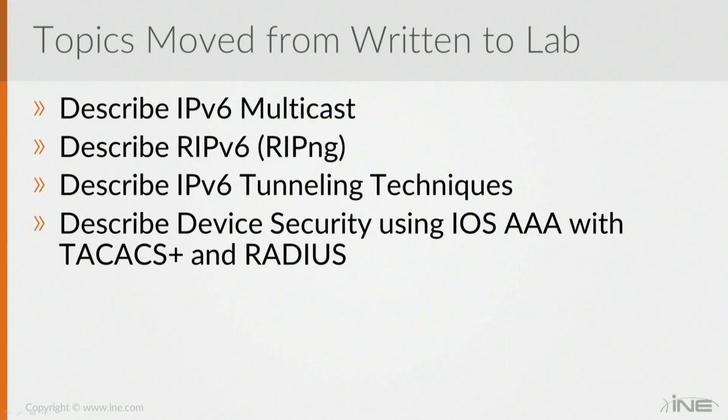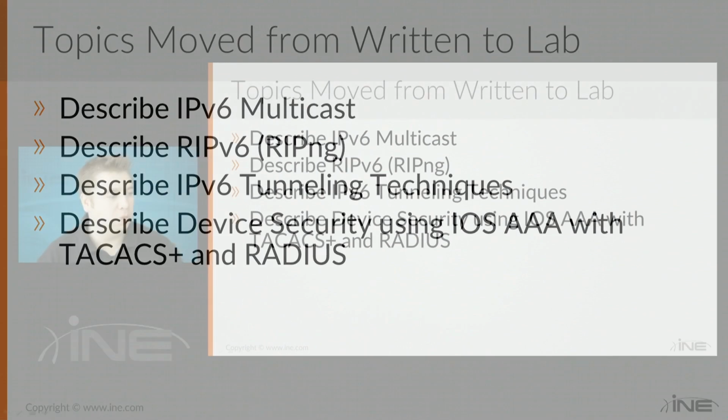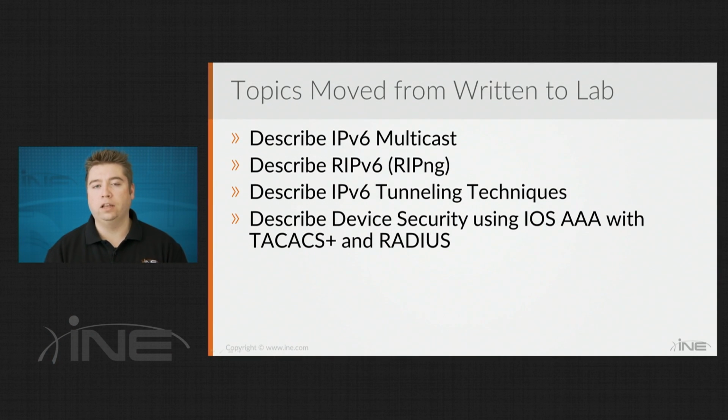Also then, describe device security with iOS AAA with TACACS and RADIUS. I'm assuming what this means here is they're not going to test on things like per command authorization anymore, or doing user exec authorization and privilege commands and things like role-based access control, because realistically that should be more reserved for the security exam. So you do of course need to know what is AAA, what are the applications of it, why would you use TACACS versus RADIUS, but we don't really need to get into the details of how do you do all the authentication, authorization, and accounting configs.